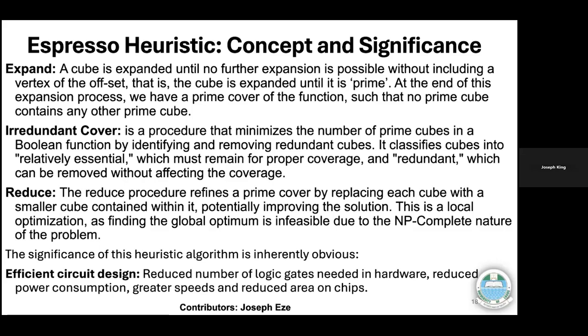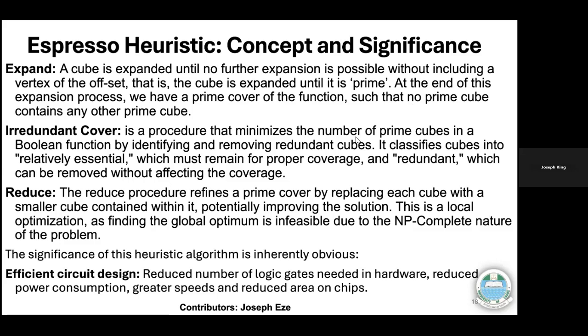Then the next step, we go to the redundant cover, which means we begin to remove cubes that are basically redundant. In other words, we remove cubes such that all the ones remain covered. We do not break the covering property of the function, but we only remove redundant cubes which can be removed without destroying the covering property.